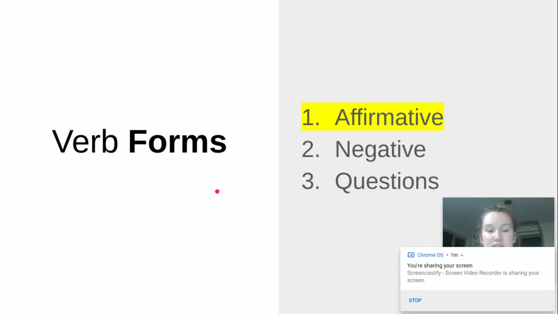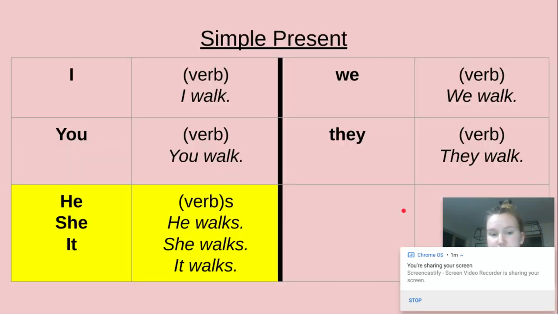Okay, next we're going on to verb forms. Please write these down as well. There's three verb forms: affirmative, negative, and questions. Today we're going to be talking about affirmative, and we're actually going to be talking about affirmative for the next few lessons because it's really complicated. So just remember our verb forms: affirmative, negative, and questions. Okay, let's just get right into it and start with simple present.